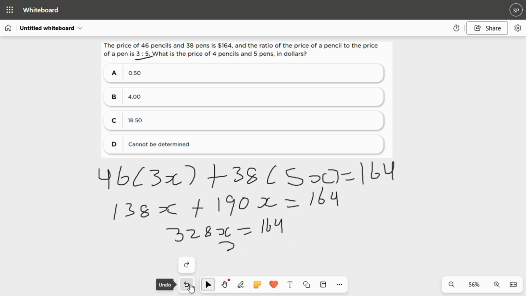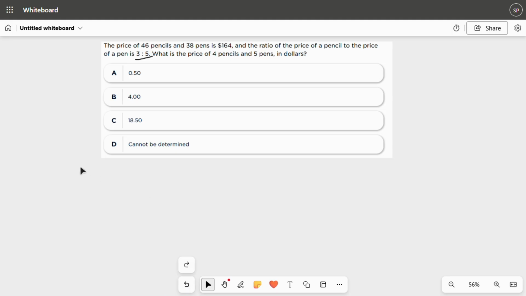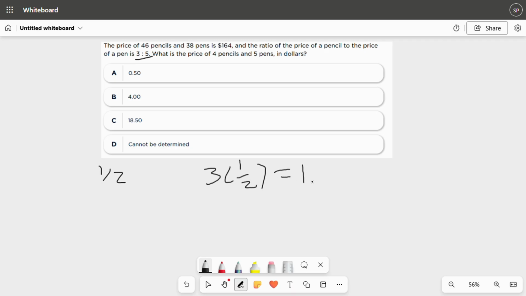Okay. Let me erase this really quickly. Since we know x is 1/2, we can substitute that into the price of pen and pencils. So let's do the price of pencils first, which is 3x. So 3 times 1/2 is equal to 1.5. That's the price for pencils. And 5 times half is equal to 2.5. That's the price for pens.